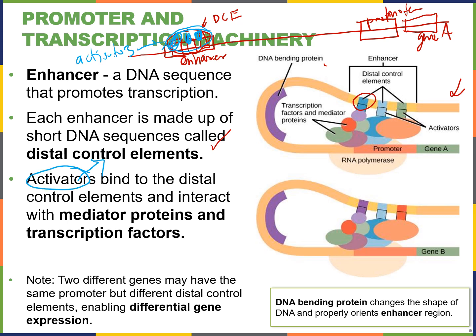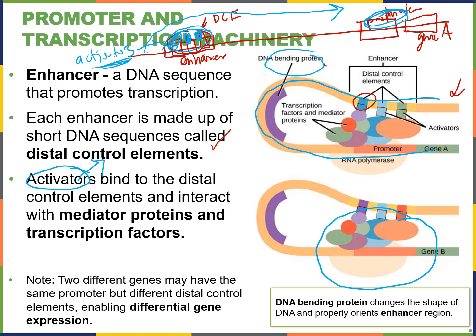and they interact with other proteins known as mediator proteins, such as DNA bending protein, to cause this region of the DNA to bend over like you see in this picture, so that the activator proteins can interact with the transcription factors that are on the promoter to overall enhance transcription by RNA polymerase.